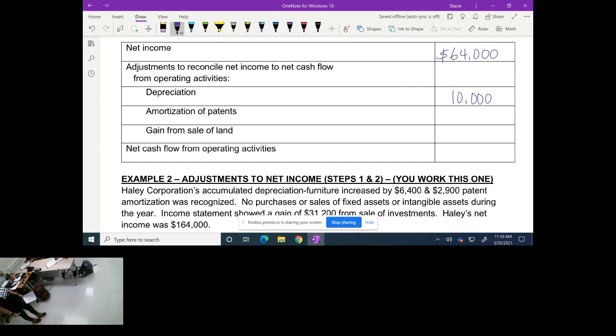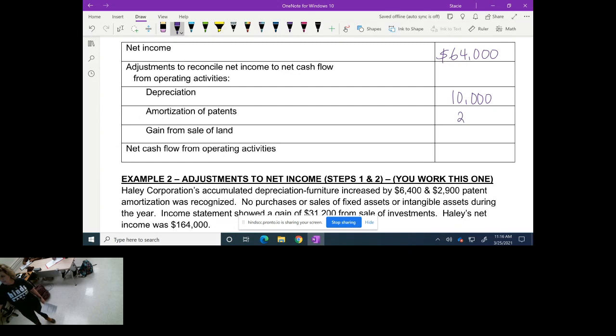Amortization of patents. That's another one of those. We're not going to write a check to amortization of patents. It's just a book number. You debit amortization expense, you credit patents. So there's no money going out. So we don't want this reducing. I'm going to add it back.